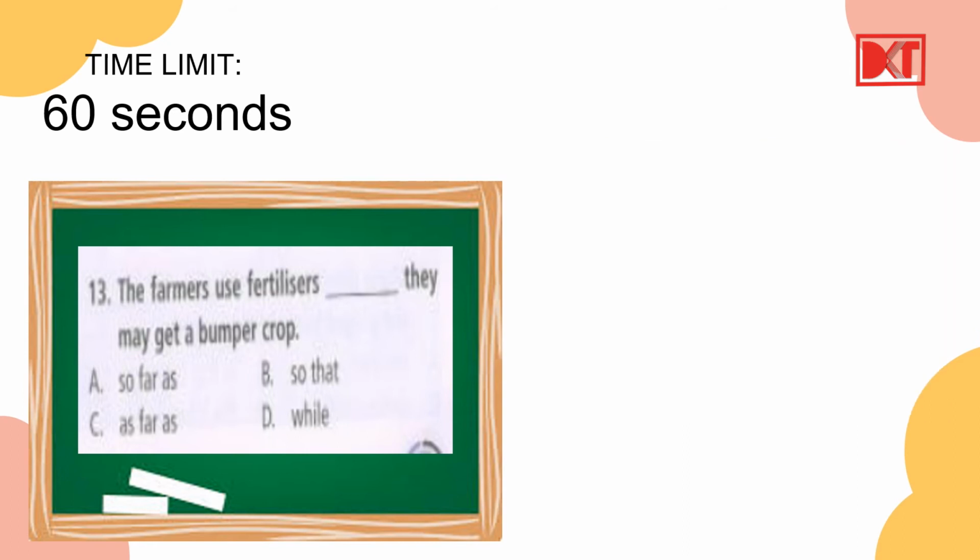Next, the farmers use fertilizers dash they may get a bumper crop. So far as they may get a bumper crop, so that they may get a bumper crop, C, as far as they may get a bumper crop, or D, while we may get a bumper crop. Here the correct answer is B, so that. So that, as we studied, it is a type of subordinating conjunction which tells us purpose. So that they may get a bumper crop. All right.